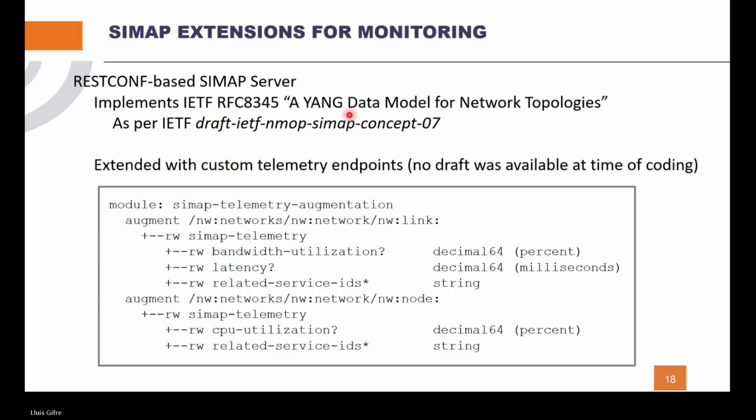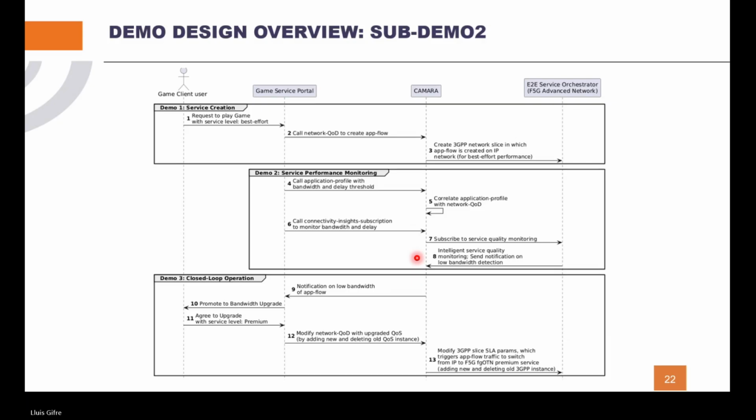For the extensions, essentially, as I was explaining, it depends on the draft, and then we extended it with specific augmentations for the bandwidth utilization, the latency, and the related services that are supporting or that are affected by such telemetry. So this is essentially the augmentation.